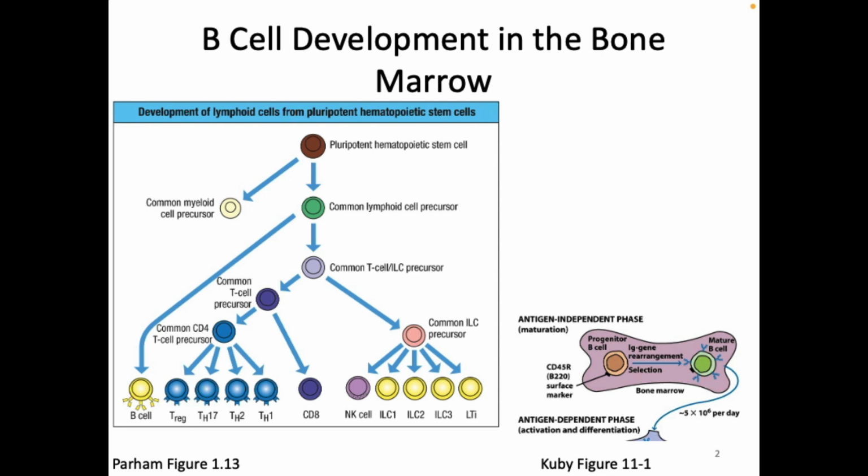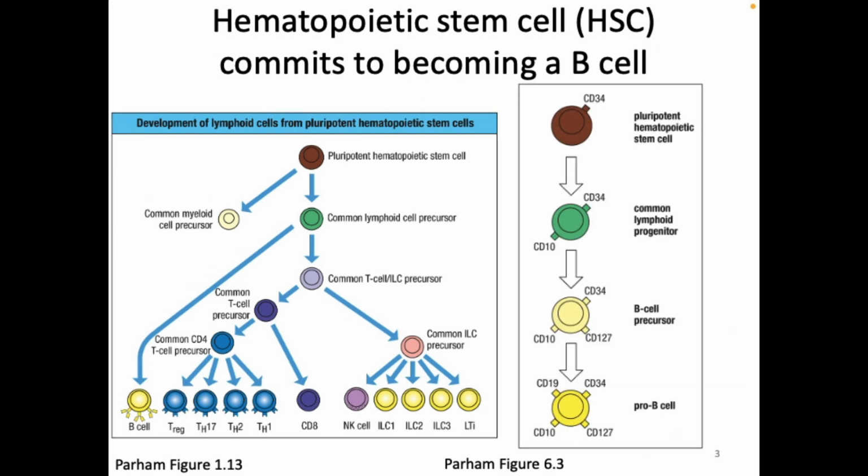process, and we're in the bone marrow, and you should think about the bone marrow as the antigen independent phase. What you can see here is that there are a few steps from where the hematopoietic stem cell commits to becoming a B cell. And we're really going to start thinking about this process with this cell that has decided it's going to become a B cell.